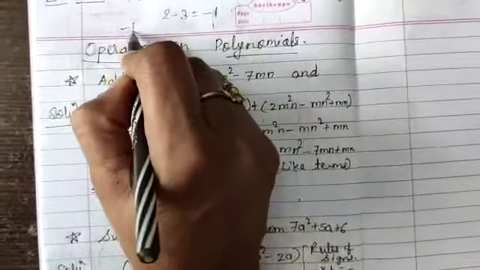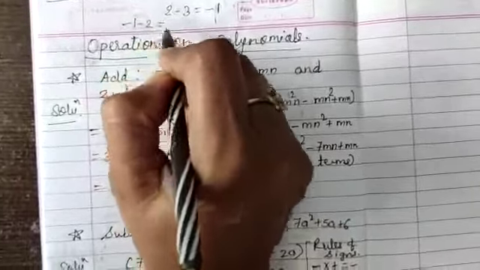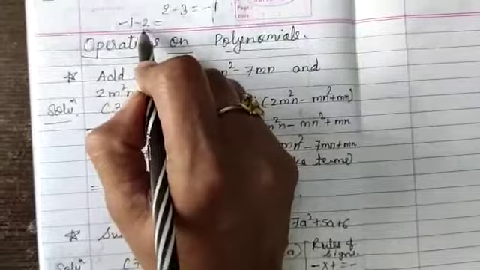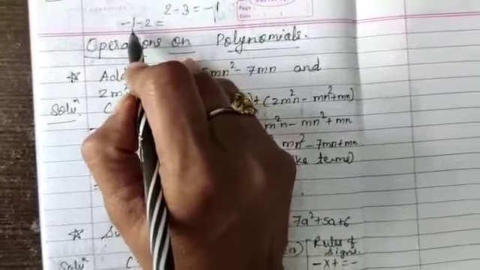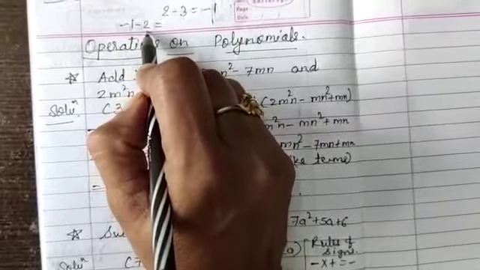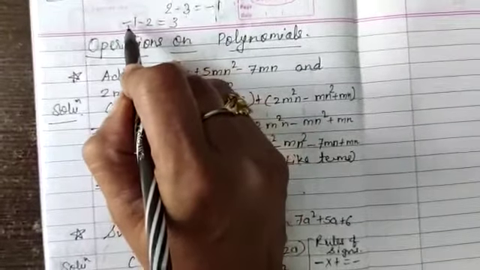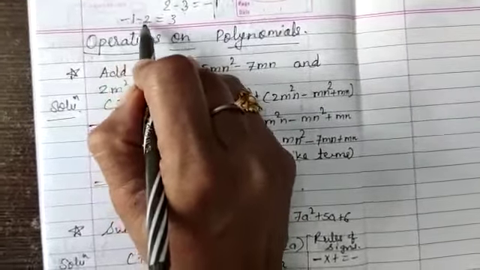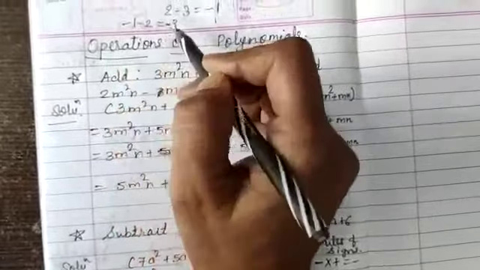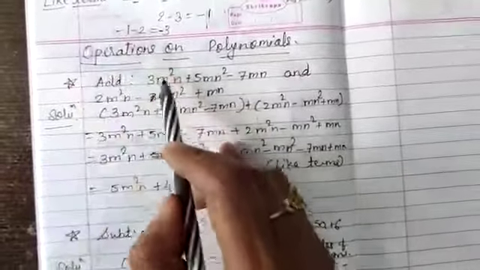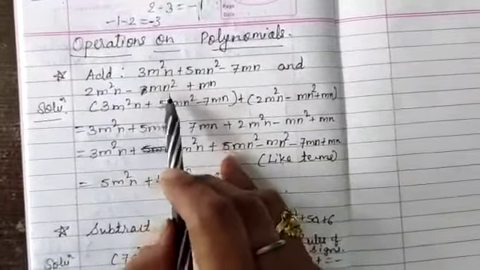Suppose minus 1 and minus 2 is there. You have to simplify this. So as you can see, both are negative. When both are negative, you have to add both the numbers. So 2 plus 1 is equal to 3, and you will put common sign, that is minus. So here also will be minus. Getting? Means this is what? Like terms. Now let us see how to add the polynomials.